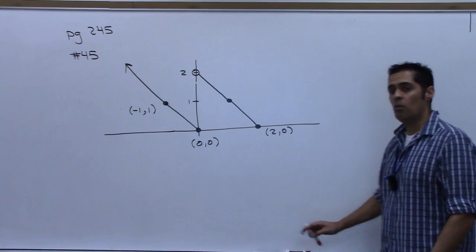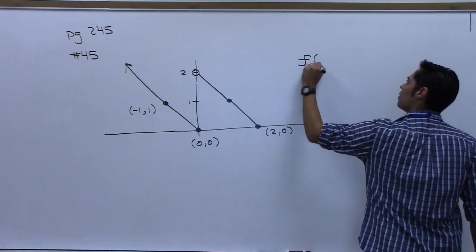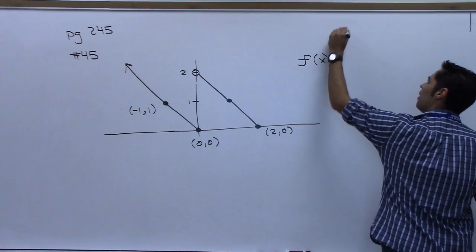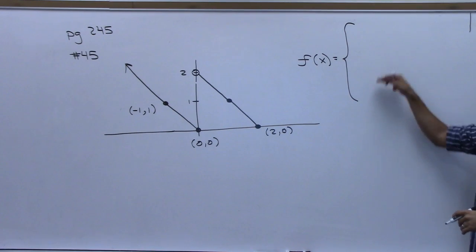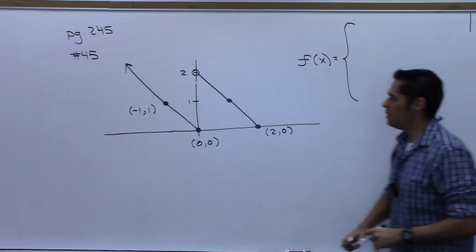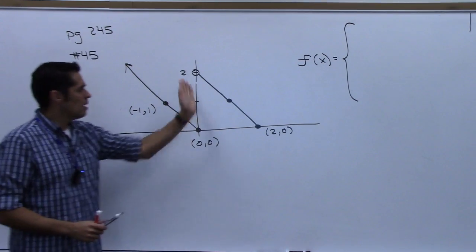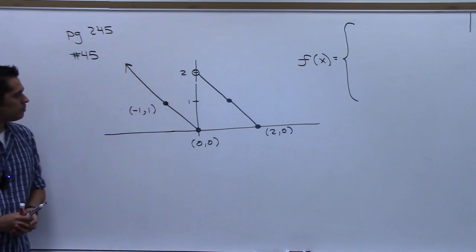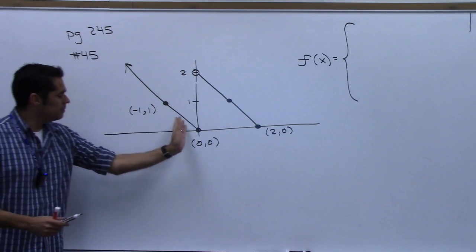So do you understand what it wants? It wants f of x equals, and then a brace, and then the 2 or 3 pieces, however many pieces it's going to take to draw this. So how many pieces do you see? 2, this one, and then this one, right? So let's talk about this piece right here.